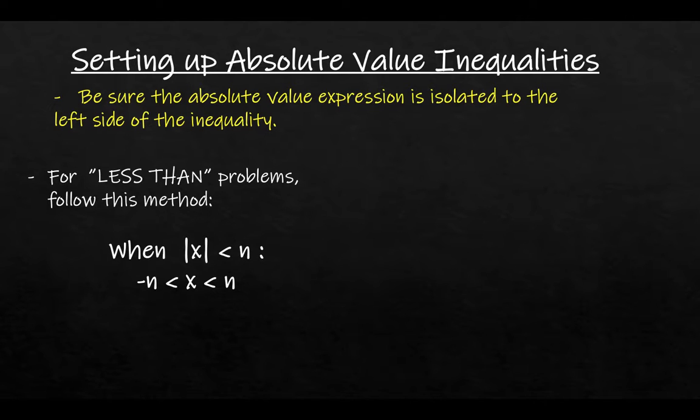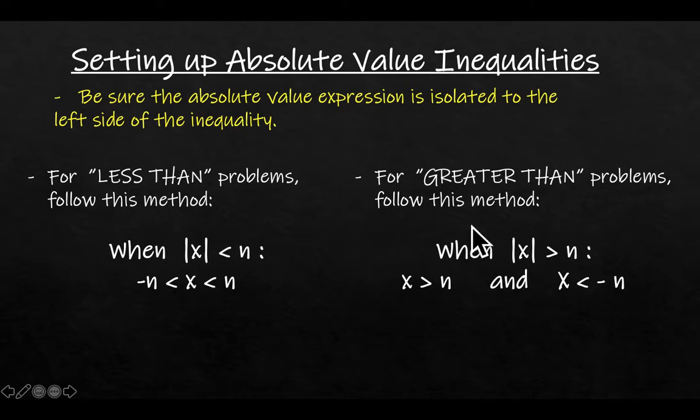The next thing that you need to do is, for less than problems, you need to follow the method that is the positive and negative sandwich. So when we have the absolute value isolated on the left side, then we simply sandwich it in between the value we started with and the opposite of that value. So typically it will be the pattern negative n is less than x is less than n. These values, recall, can be either less than or equal to. So if this had another line underneath it, then it would indicate less than or equal to, and we would still follow this less than method.